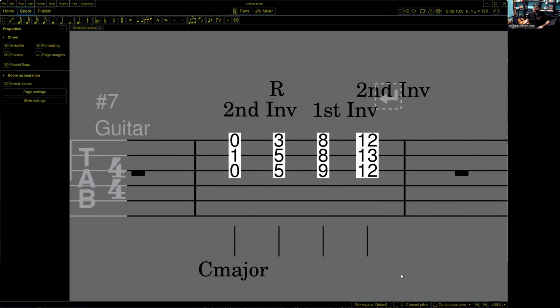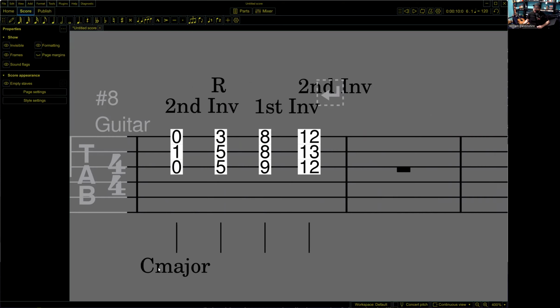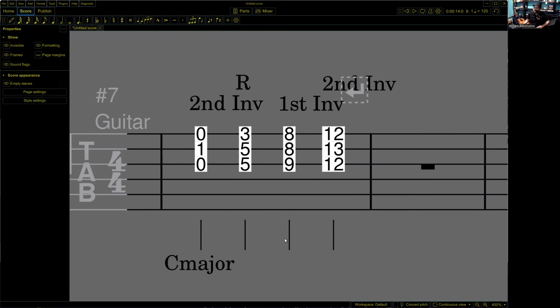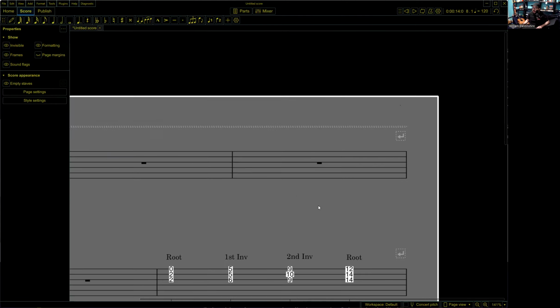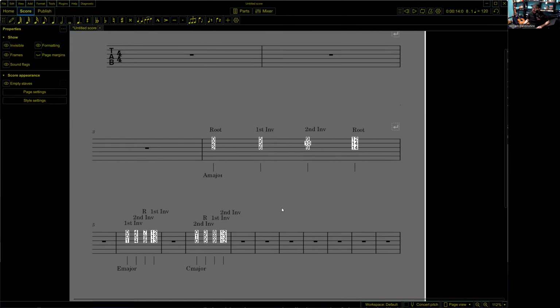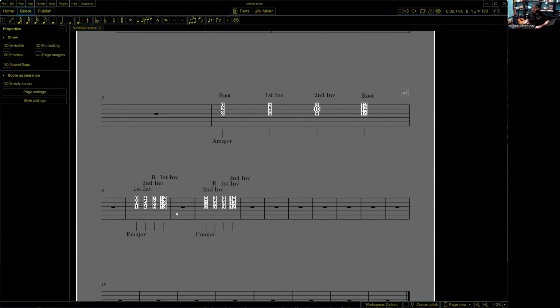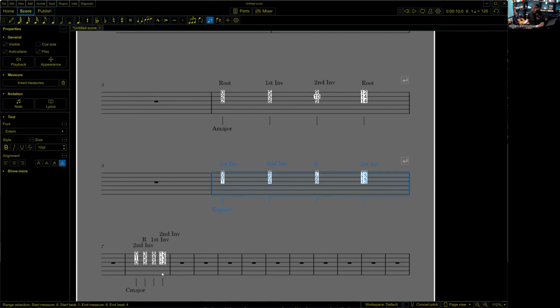And then I've got the last one here, which is starting with the second inversion, but with a C major chord. So it goes second inversion, root, first inversion, second. Now, something I want to show you about this is we're going to go back to this position. That'll make it easier to look at. Add that, add that.